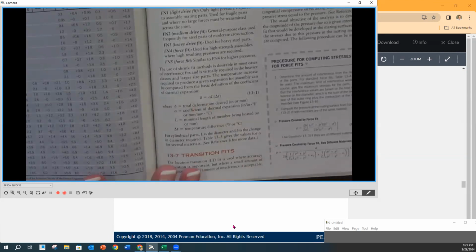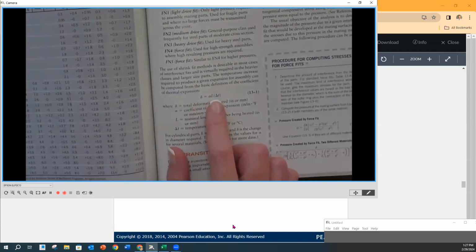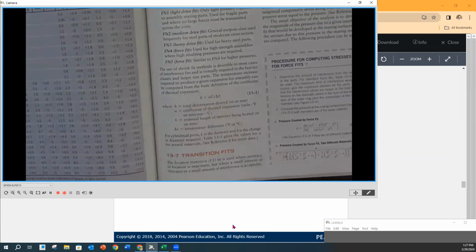So you can do this in one of two ways. You can either solve for the temperature that you need to heat it up to, or if you know what temperature you're heating it up to, how far is that going to deviate? Okay, so you can rearrange this algebraically one way or the other. Okay, so that's a kind of a cool equation to work with if you have an application for it.